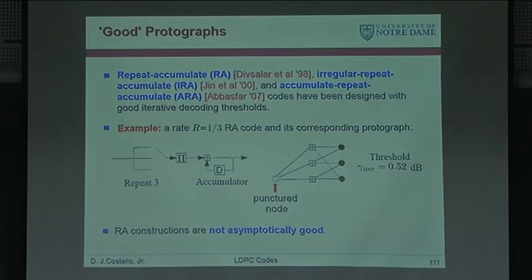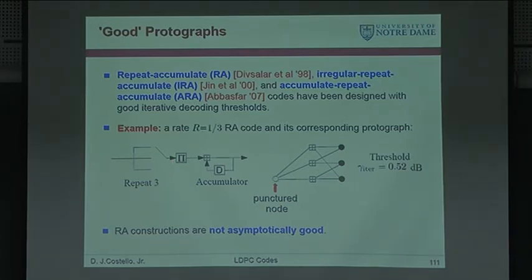But if you do the distance analysis on this, they're not asymptotically good. So these guys started with repeat accumulate codes, which are basically a form of turbo code. It's a serially concatenated turbo code. Most turbo codes are parallel concatenation. This is serial concatenation: this is an outer code, and this is an inner code. And you've got an interleaver in between.